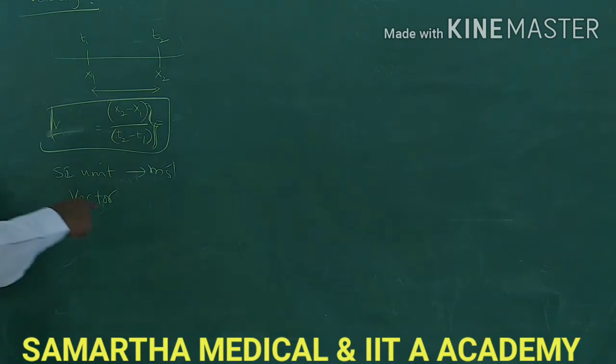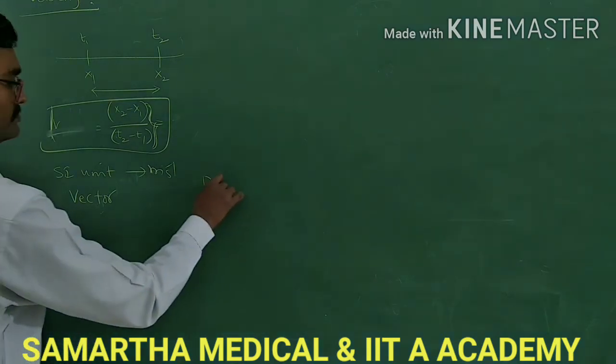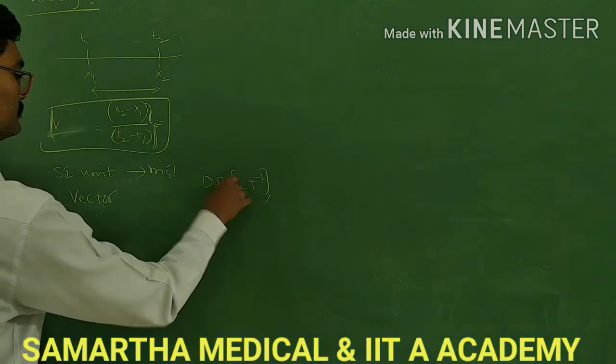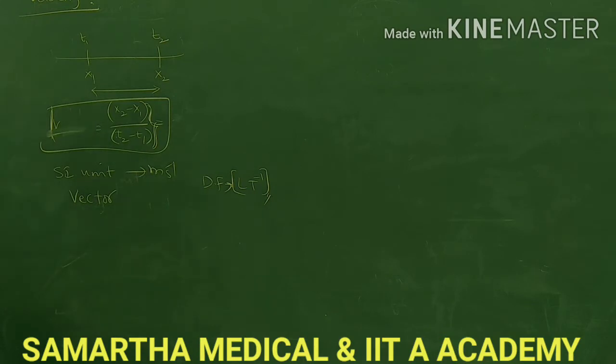But anyway, since the situation came up, I wanted to recollect it for you. Velocity is a vector quantity. Its CGS unit is centimeter per second. And what about the dimension formula? LT power minus 1.